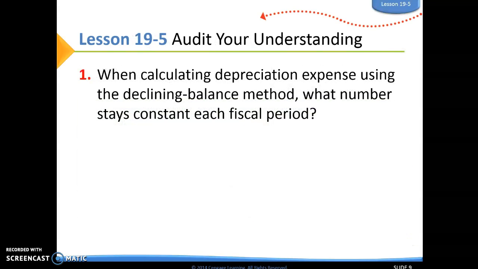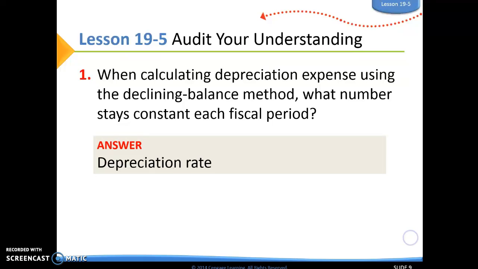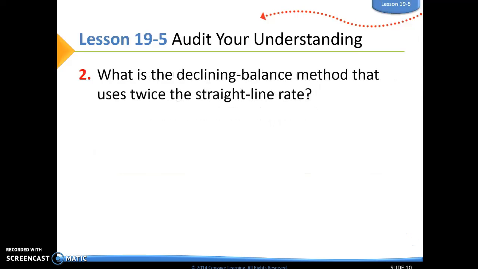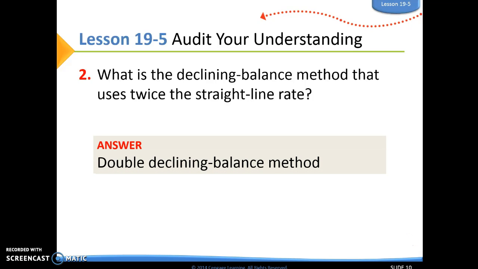Number 1, when calculating depreciation expense using the declining balance method, what number stays constant each fiscal period? The depreciation rate is always going to stay the same. Number 2, what is the declining balance method that uses twice the straight line rate? That would be the double declining balance method.